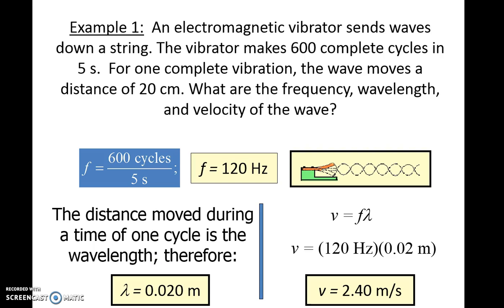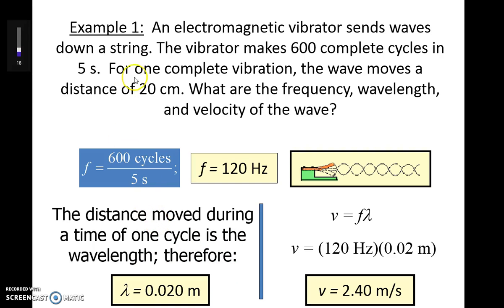So here we have an electromagnetic vibrator that sends waves down a string. The vibrator makes 600 complete cycles in 5 seconds. For one complete vibration, the wave moves a distance of 20 centimeters. What are the frequency, wavelength, and velocity of the wave? So for frequency, we have 600 cycles in 5 seconds, so that's 120 hertz. The distance moved during the time of one cycle is the wavelength, therefore 0.02 meters.